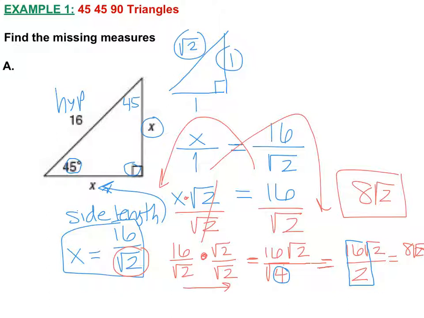And if you put 16 divided by the square root of 2 in your calculator, and then you put 8 times the square root of 2 in your calculator, you should get the same decimal approximation. Because they are the same number, we've just rationalized the denominator.